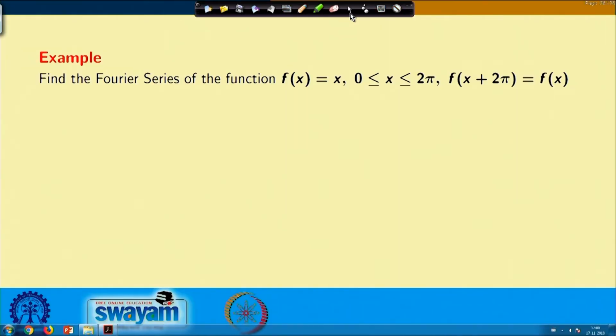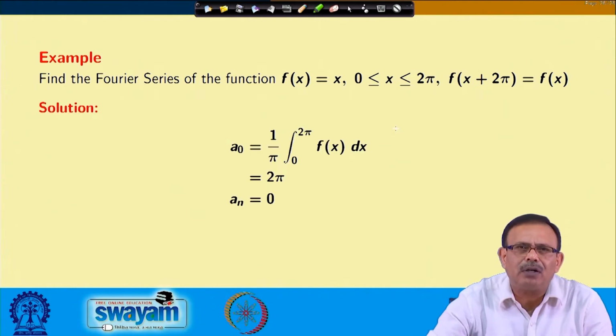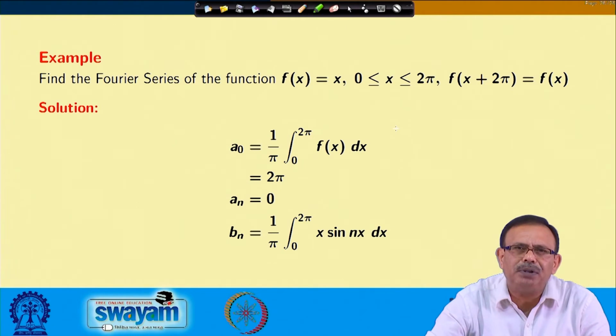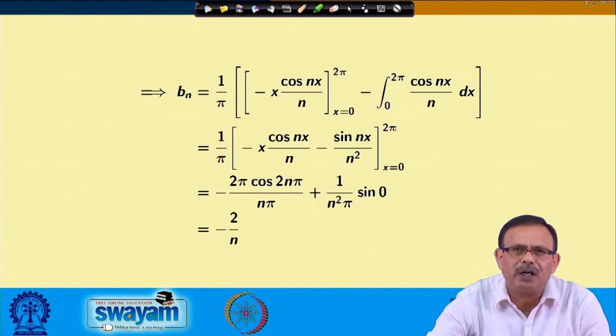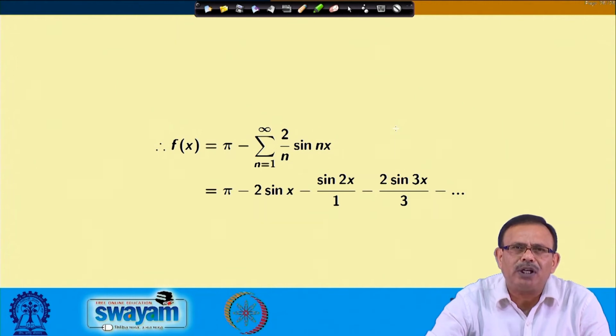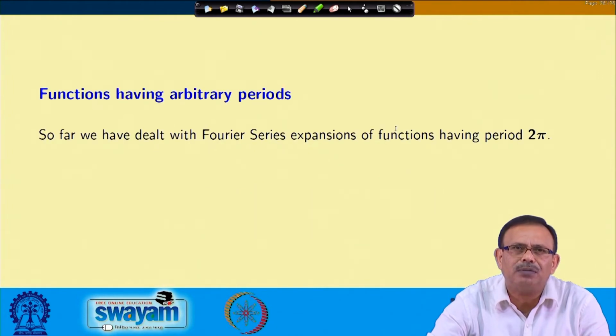So, let us see this. Here a naught, a n is 0, b n is this one we calculated, and ultimately we are getting minus 2 by n. So, f x is pi minus twice sin x minus sin 2 x by 1 minus twice sin 3 x by 3, and like this it will continue.